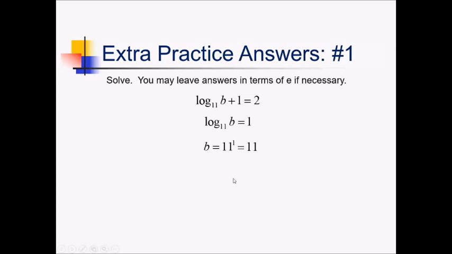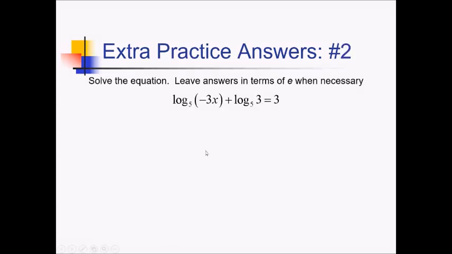To solve this log equation, I first need to make sure I have at most one log on each side. On the left side, I notice I've got these two logarithms being added together. Well, I can combine those into a single log by multiplying the things inside. So this is really going to be log base 5 of negative 9x on that side, and we still have 3 on the other side.